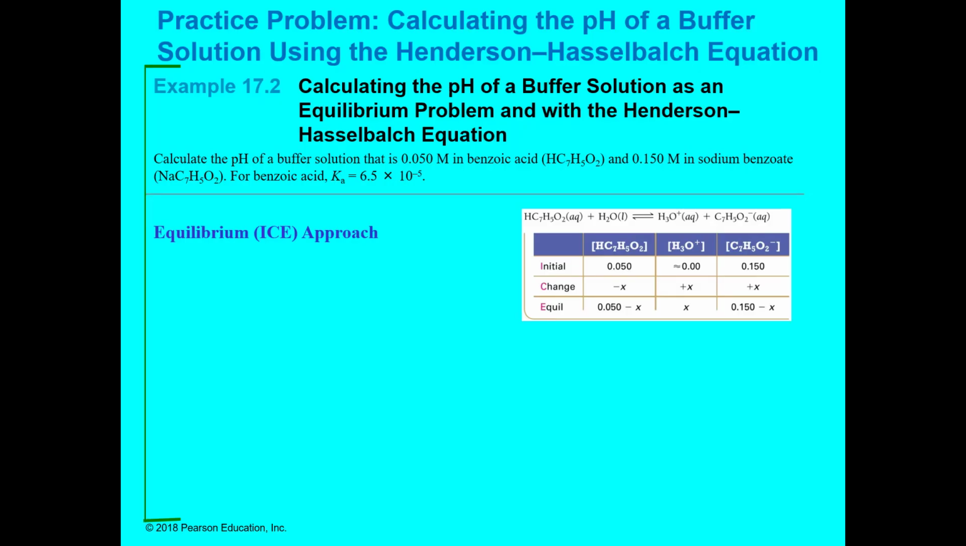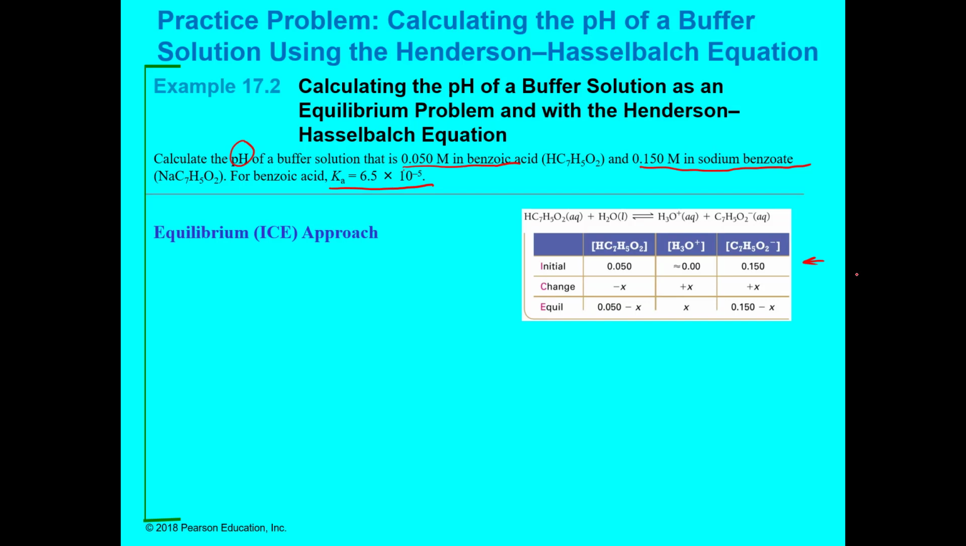Okay, so in this particular problem, I'm going to work this one both ways, and I'm going to show you how it's easier with Henderson-Hasselbalch. I might call it HH. If I call it HH from now on, just know I'm talking about Henderson-Hasselbalch. It's a mouthful to say. All right, so it wants me to calculate the pH of a buffer solution that is 0.05 molar benzoic acid and 0.15 molar sodium benzoate, which is its salt. For benzoic acid, the Ka is 6.5 times 10 to the minus 5, okay? And so 6.5 times 10 to the minus 5 is small, so I can use approximation.